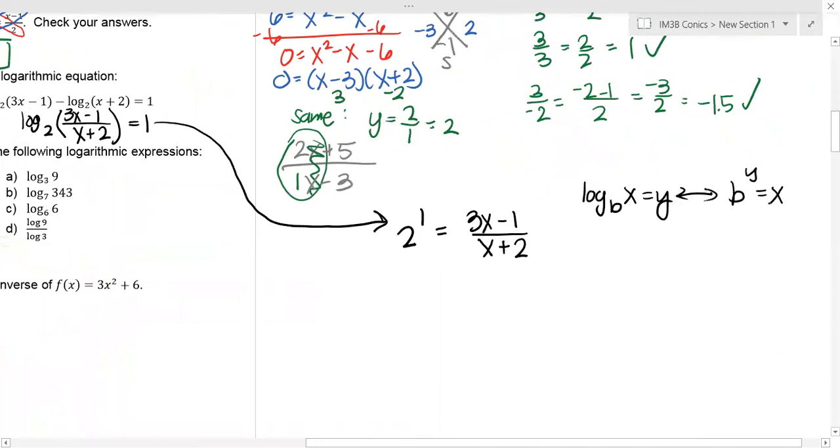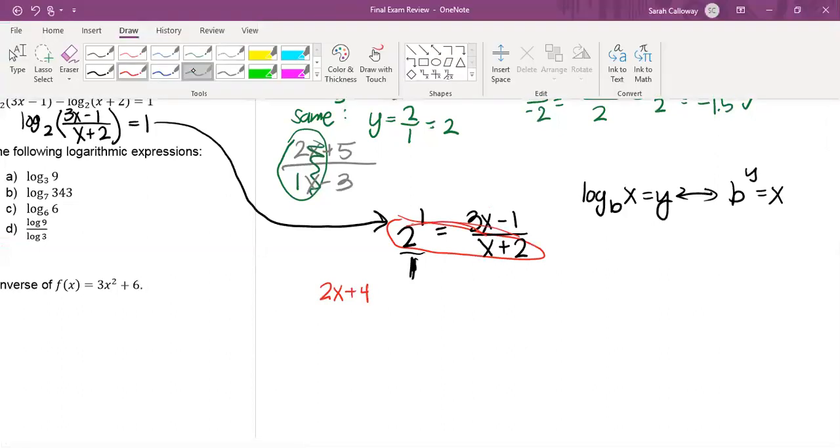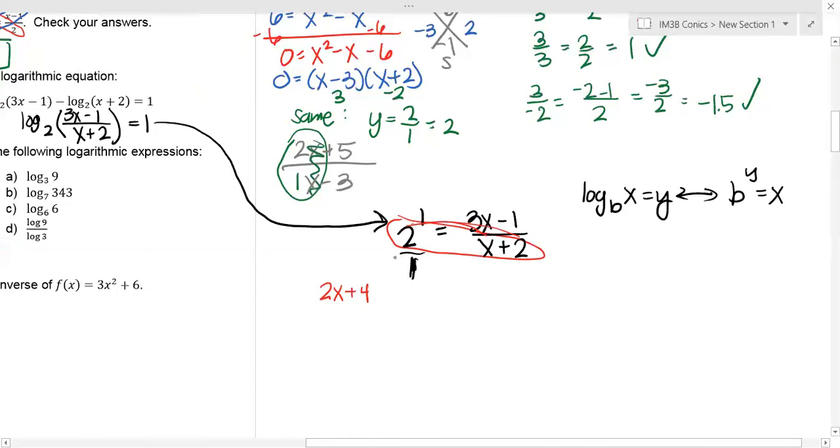Now this problem looks a lot like the previous in that 2 to the first power, but I can think about that as 2 to the first power over 1, so just 2. And then I can cross multiply. So if I multiply 2 times x plus 2, I've got 2x plus 4 if I distribute that. And then 1 times 3x minus 1 is just 3x minus 1.